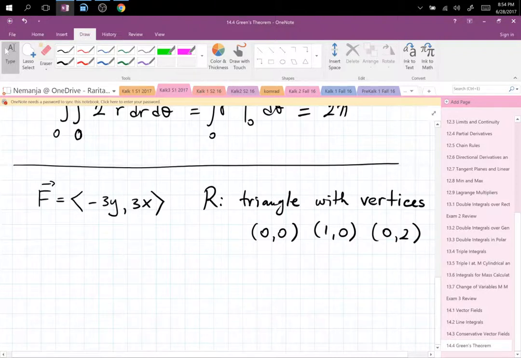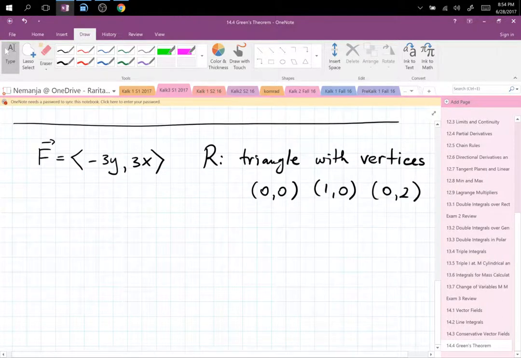Okay, let's take a look because after this we have one more to look at. So we start from 0, 0, 1, 0, 0, 2. So this is my region R, Alex, okay?